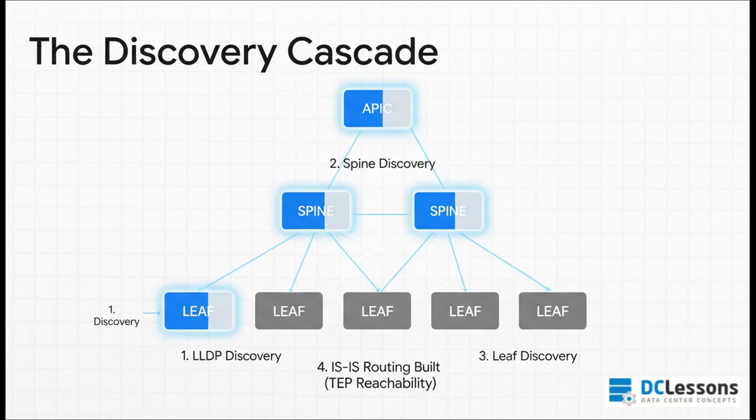Once the spines get their TEP addresses, they go out and discover all the other leaf switches they're connected to. And while all of this is happening, in the background, ACI is automatically building an IS-IS routing domain. Don't worry too much about that part. It's just the underlying glue that makes sure all these TEP addresses can talk to each other.